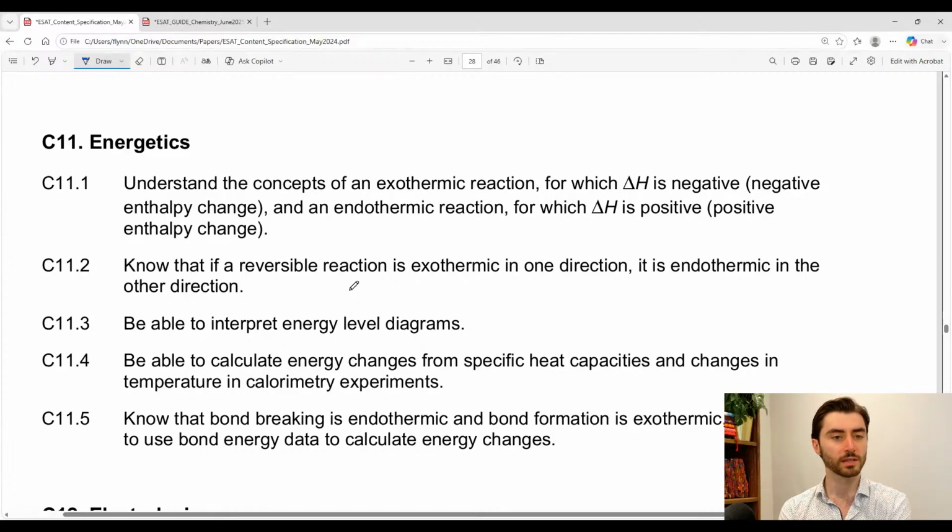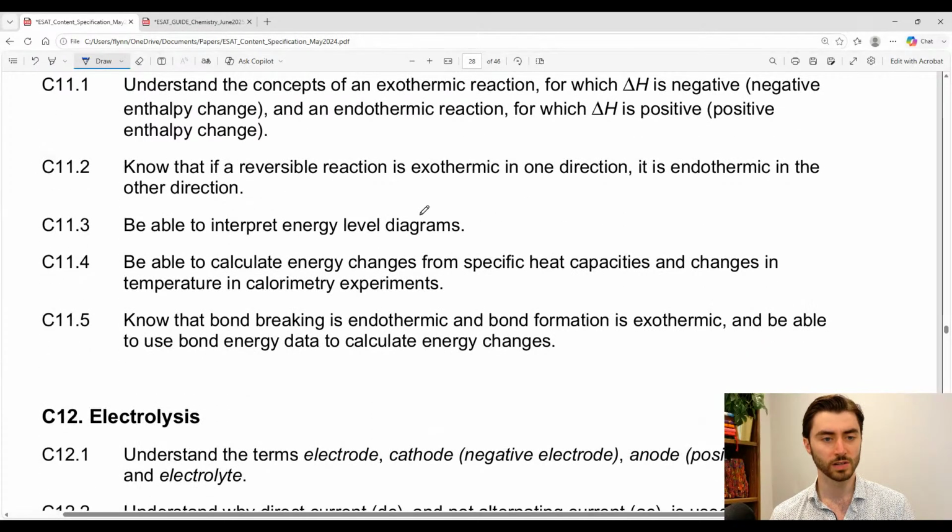So energetics. Exothermic reaction gives out energy. Endothermic reaction takes in energy. Yeah, this actually isn't too bad.